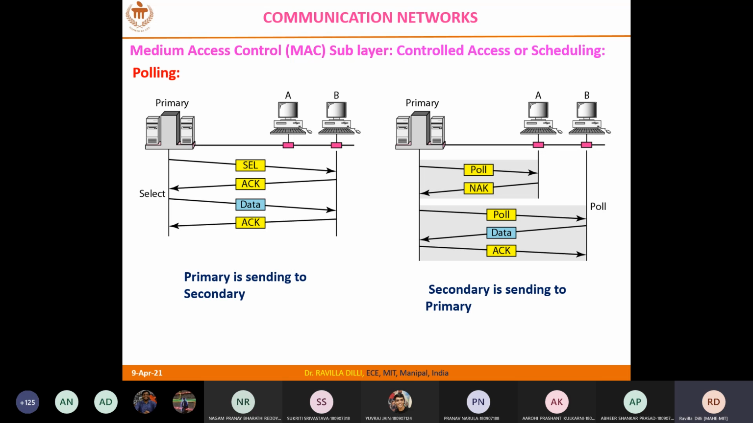Polling means asking. You remember in COA, you discussed interrupt implementations, daisy chain and polling. Polling means you are just asking whether they have data. If you have data, you transmit. Otherwise, say no, that is a negative acknowledgement. Then I will ask the other one. So here also there are no collisions, because the primary station is controlling access to the medium.